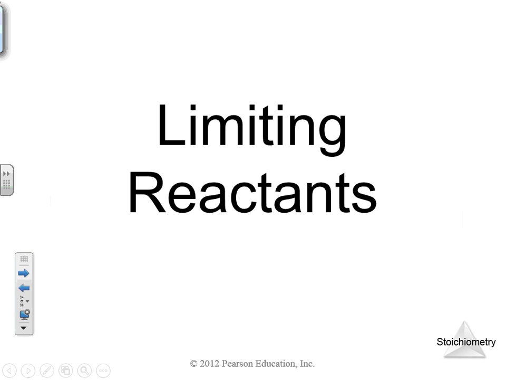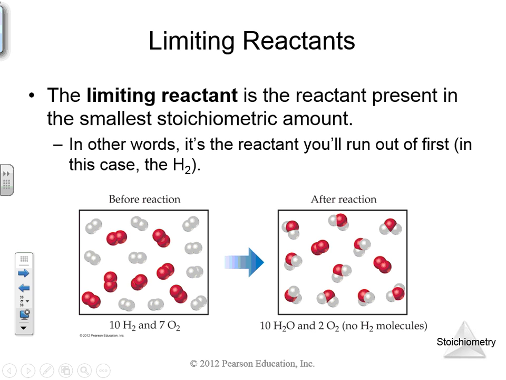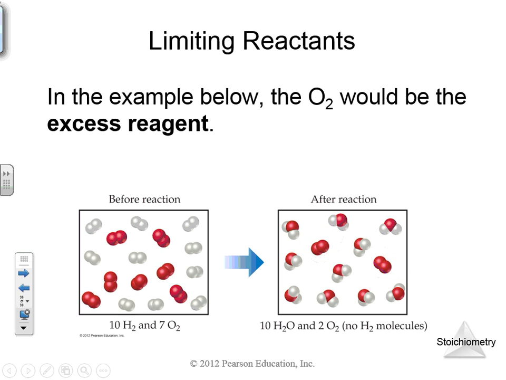Something that you'll want to keep in mind, just a refresher: if you have to figure out limiting reactants, remember, limiting reactants kind of work backwards, and the math problem works backwards. The limiting reactant is really what limits the product formed in the reaction. So before the reaction here, we have 10 hydrogens and 7 oxygens. After the reaction, we get 10 waters and 2 leftover oxygens. That means the limiting reactant was hydrogen. The excess reactant is oxygen. So remember limiting reactant and excess reactant and how to solve for each one.